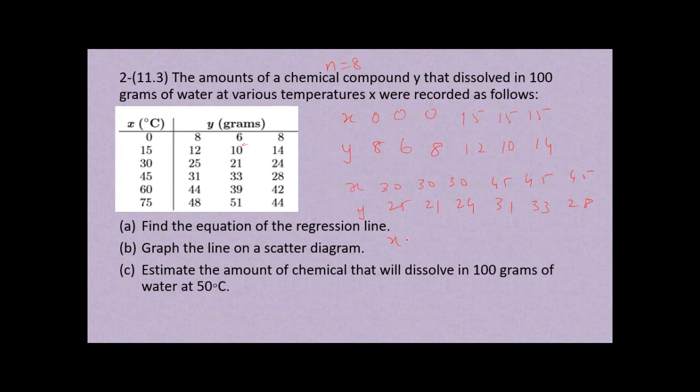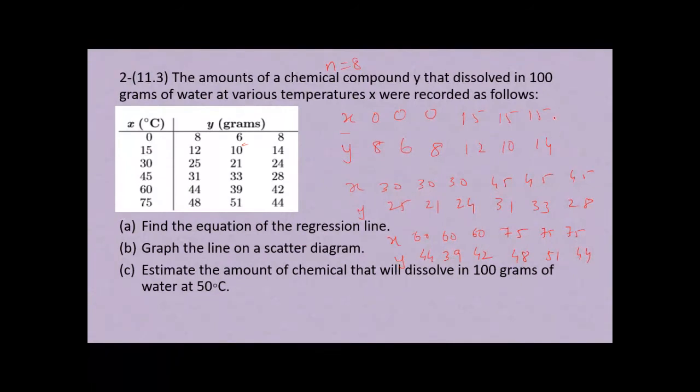Another X after 45, this 60, 60, 60. What is Y value for that? 44, 39, 42. And finally 75, 75, 75. That is 48, 51, 44. Now we collected all X and Y values.